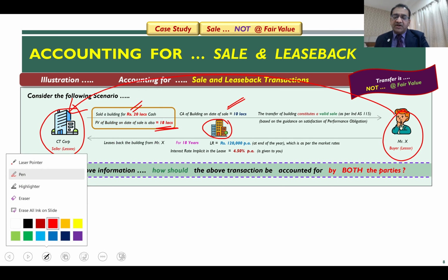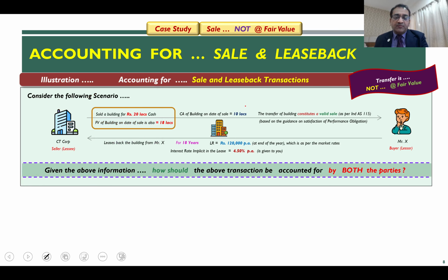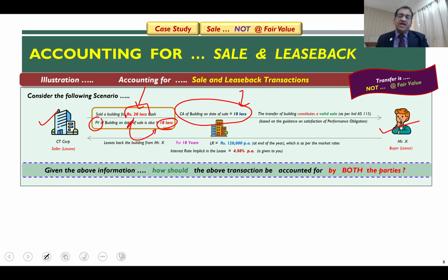So two or three things we need to be aware of here. The book value of the carrying amount is 10 lakhs. The fair value on the date of sale is 18 lakhs, but it is sold at a price which is not at fair value, at 20 lakhs. So compared to the fair value of 18 lakhs, the sale consideration given by Mr. X to CityCorp is in excess by 2 lakh rupees. Here also we are presuming that the transfer of the building constitutes a valid sale as contemplated under Ind AS 115 or IFRS 15.